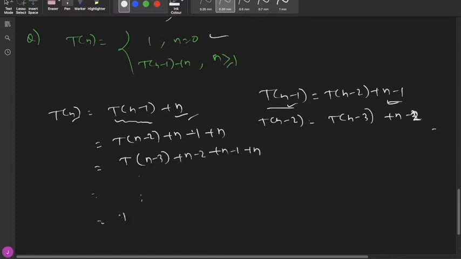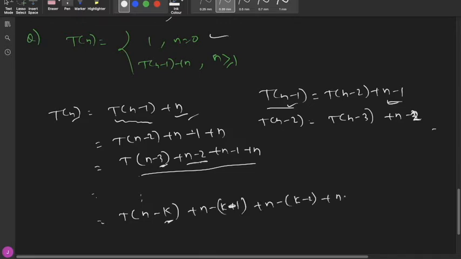Suppose after k steps, what will I get? Seeing this sequence, you can guess that, right? For k, I will get T of n minus k plus n minus k plus 1, then n minus k minus 2, then n minus k minus 3. In this sequence, lastly we will get n here. Then, coming to the base case, what are the steps you have to do?